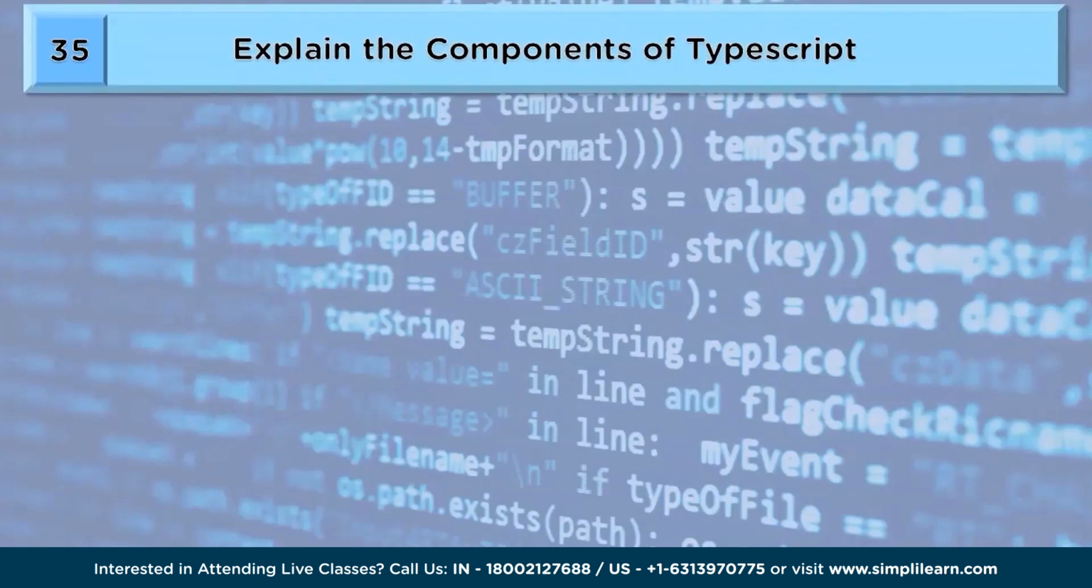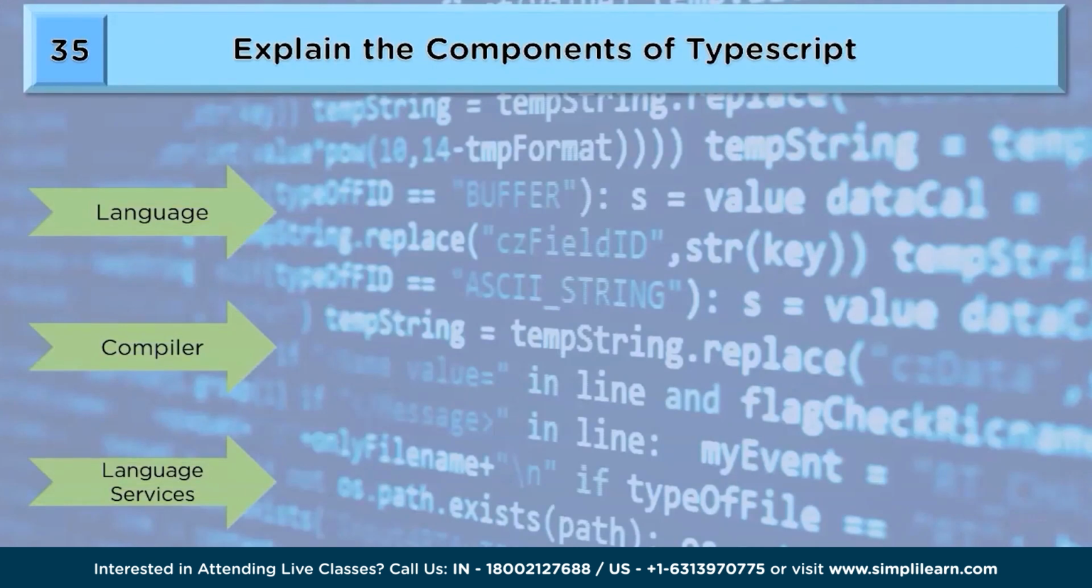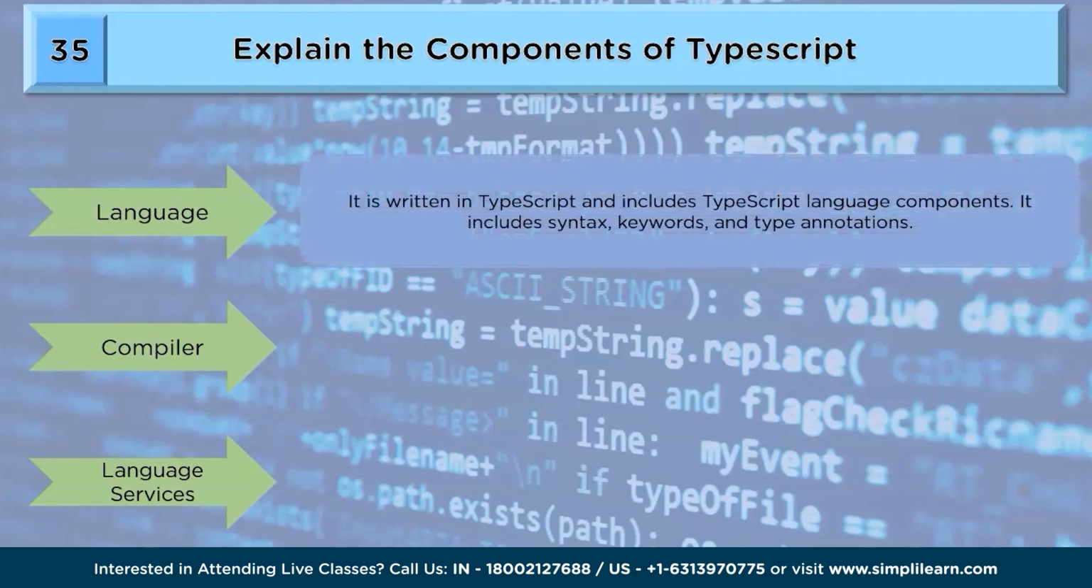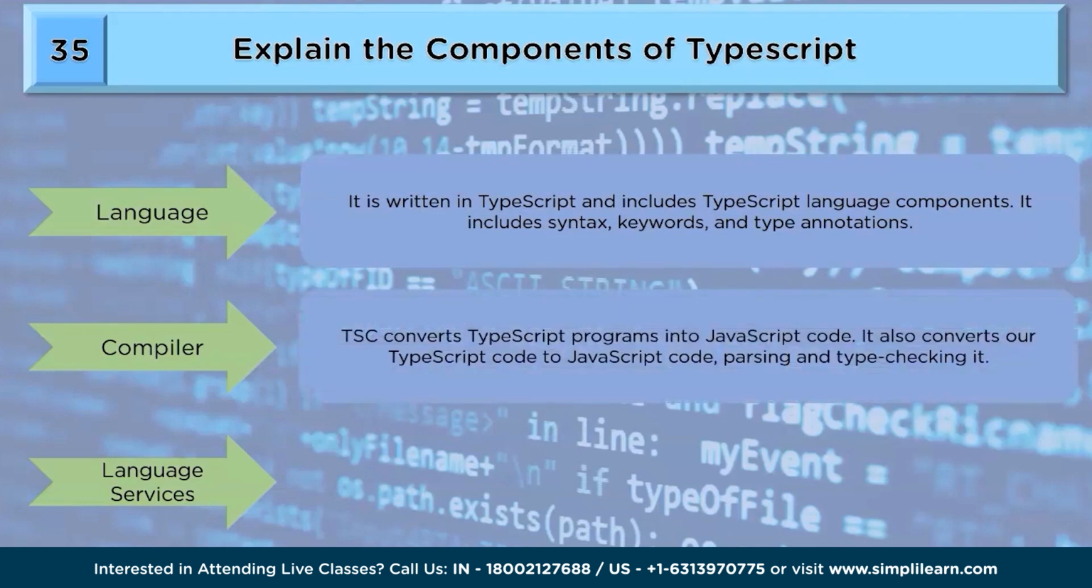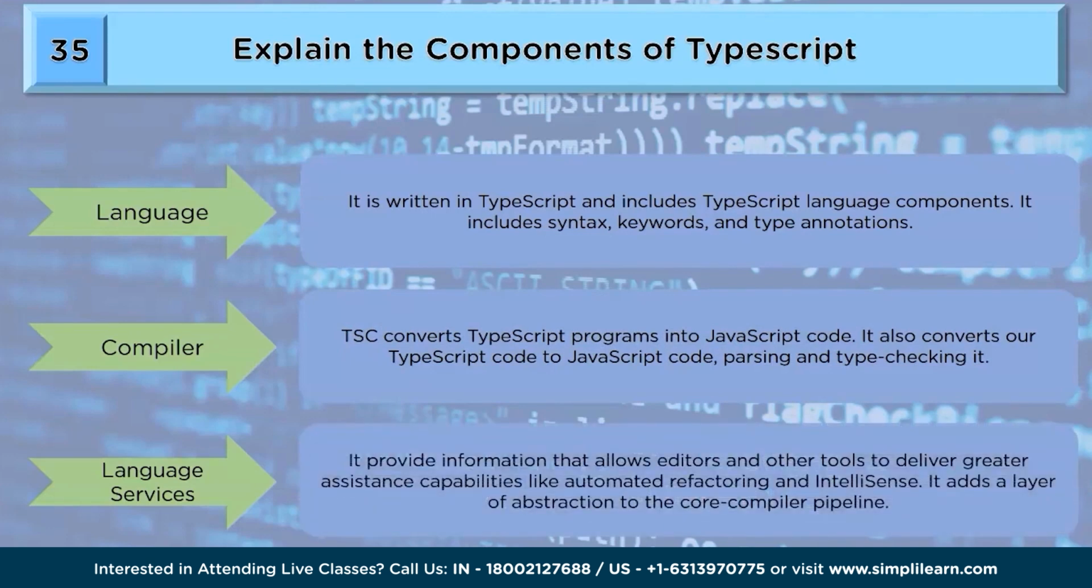Explain the components of TypeScript. Internally, the TypeScript language is separated into three layers. Each of these layers is further subdivided into language, compiler, and language services. Language: it is written in TypeScript and includes TypeScript language components. It includes syntax, keywords, and type annotations. Compiler: the TypeScript compiler converts TypeScript programs into JavaScript code. It also converts our TypeScript code to JavaScript code, parsing and type checking it. It provides information that allows editors and other tools to deliver greater assistance, capabilities like automated refactoring and IntelliSense. It adds a layer of abstraction to the core compiler pipeline.